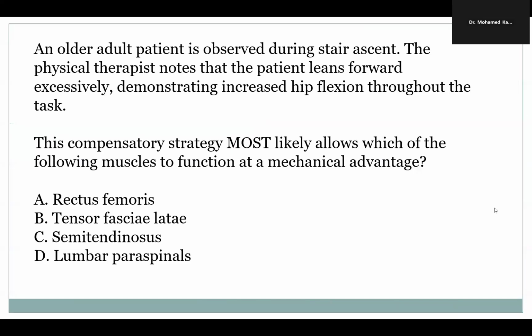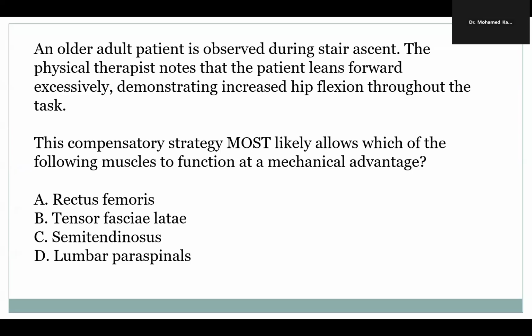An older adult patient is observed during a stair ascent, going upstairs. The physical therapist notes that the patient leans forward excessively, demonstrating increased hip flexion throughout the task. Why is the patient doing that? The physical therapist is analyzing the movement pattern of this patient during one of the functional activities, which is stair ascending, and the patient is leaning forward too much, doing too much hip flexion as well.